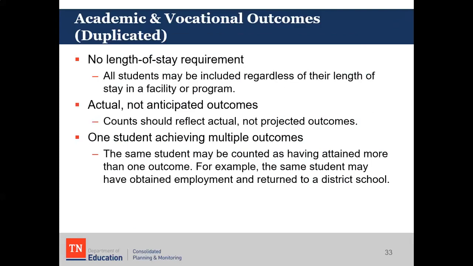And one student achieving multiple outcomes: the same student may be counted as having attained more than one outcome. For example, the same student may have obtained employment and returned to a school district. In that case, the student would have 2 outcomes.